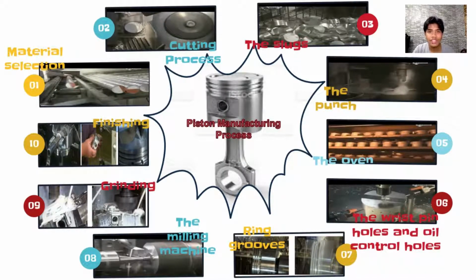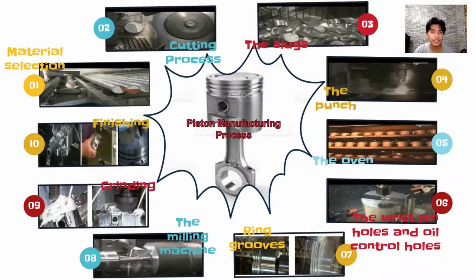We have come to the interesting part of this presentation. As you can see, here is the piston manufacturing process. In the first process, which is the material selection, we are required to choose a material that is suitable to create a piston. For our group, we have selected a piston that is made from aluminium alloy. The reason we choose aluminium is that it is lightweight, rust-proof, and easy to cut.